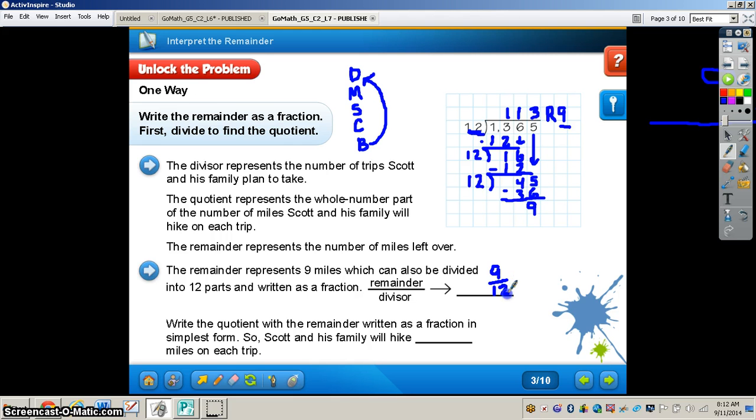Okay, so for remainder, just think about that R. That stands for right on top of the division, or of the fraction. Okay, just a little way to remember that.